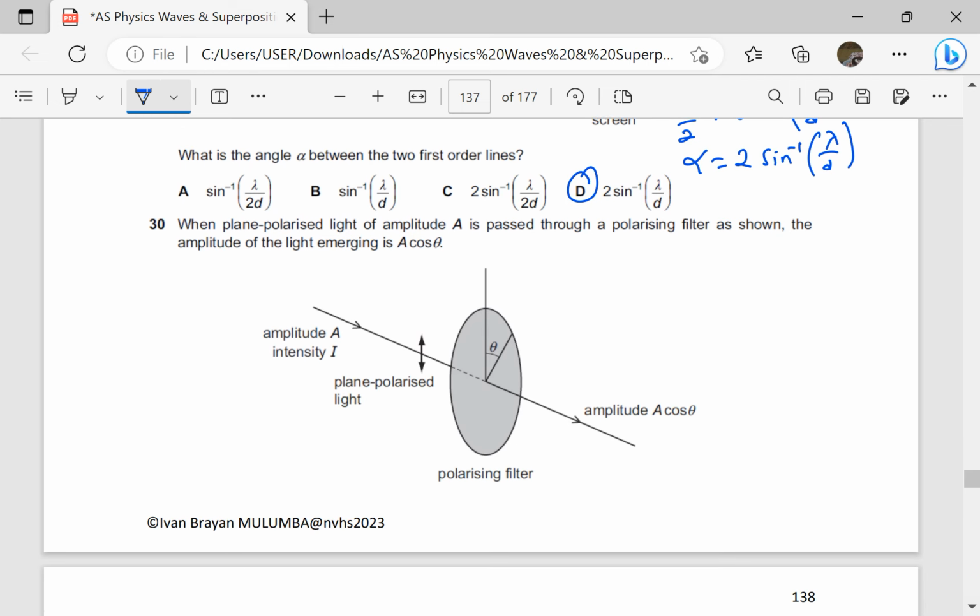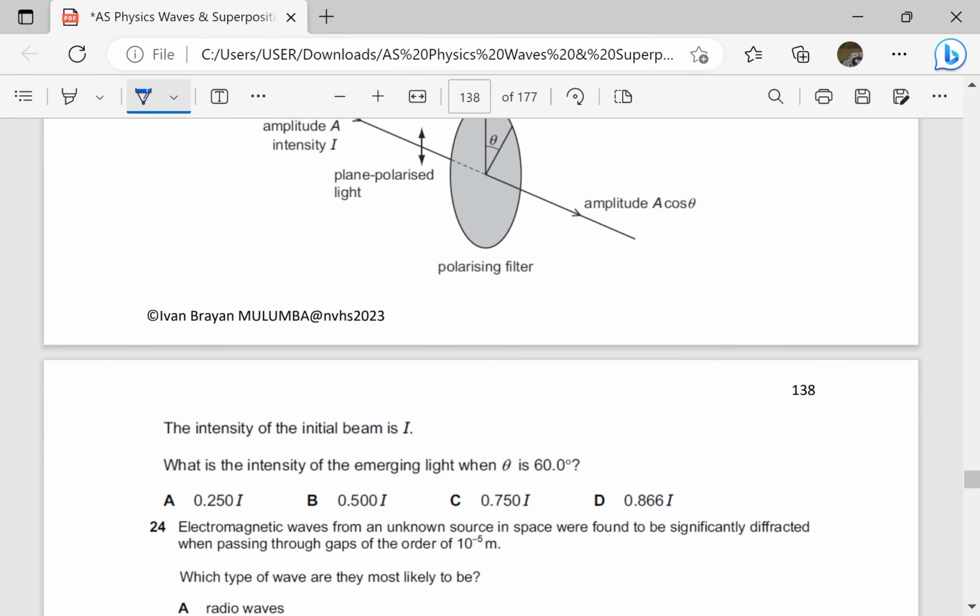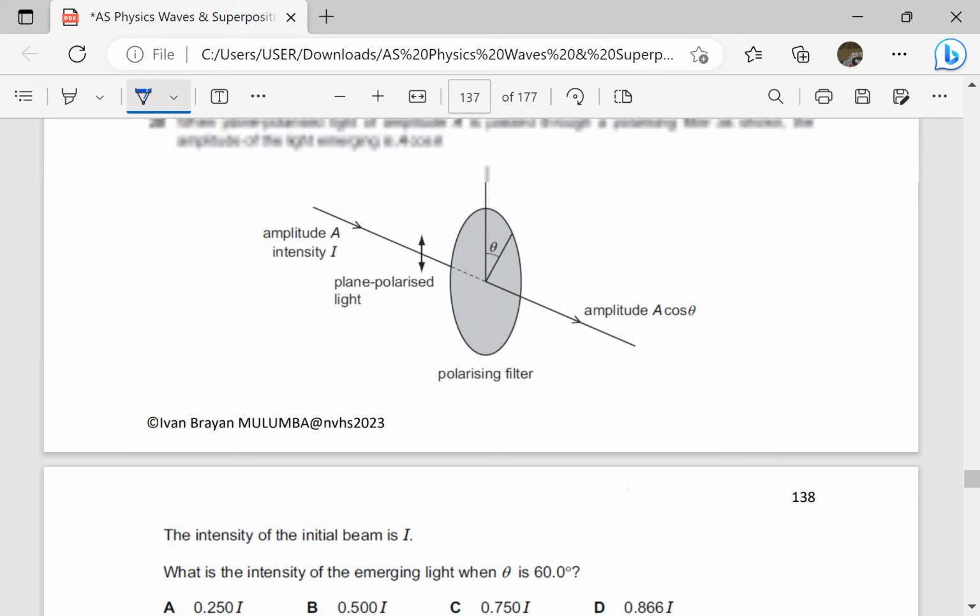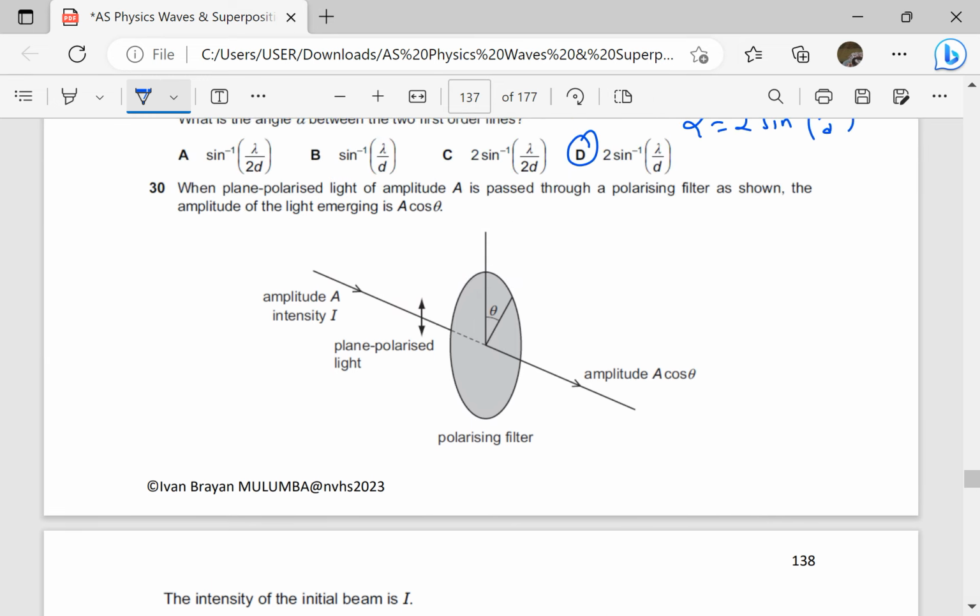When plane polarized light of amplitude A is passed through a polarizing filter as shown, the amplitude of the light emerging is A cos θ. The intensity of the initial beam is I. What is the intensity of the emerging light when theta is 60 degrees?